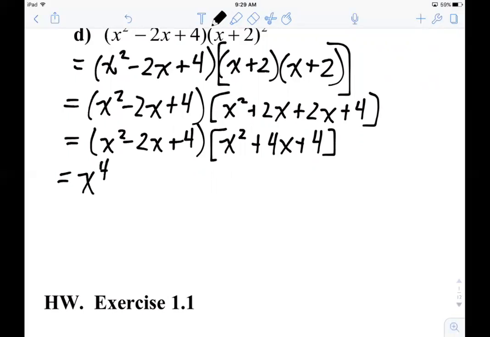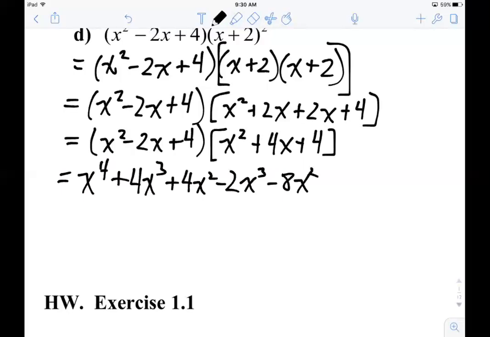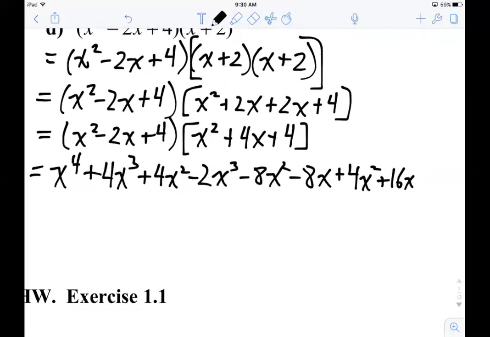But I got x to the power of 4 plus 4x cubed plus 4x squared minus 2x cubed minus 8x squared minus 8x plus 4x squared plus 16x, and I even need a little bit more room, and plus just 16.